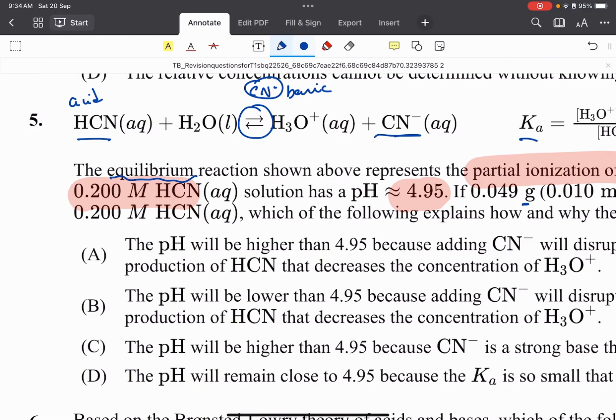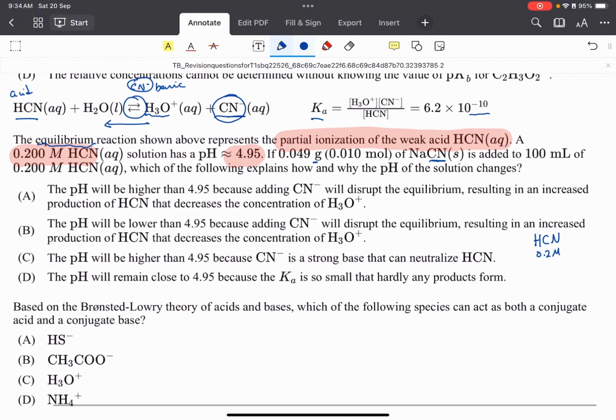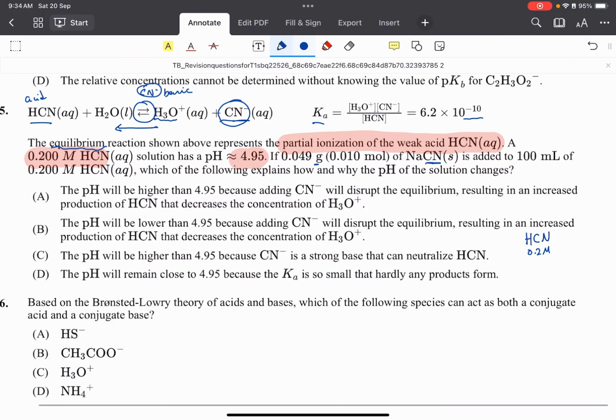Also, if I look at it from the perspective of Le Chatelier principle, adding CN minus to the equilibrium will shift the equilibrium a bit backward. So this is going to affect the acidity because H3O plus is going to be less. So less acid, or the pH is going to increase. Here they're asking what's the pH of the solution. The pH will be higher.